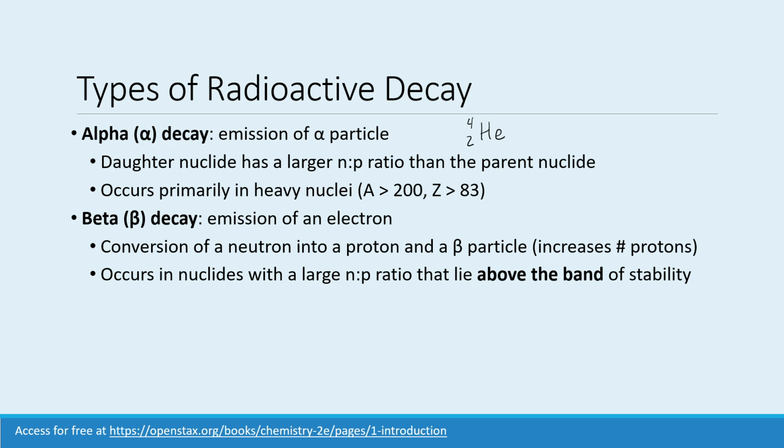A beta decay, emission of an electron, okay, that's going to happen when you have a large number of neutrons in comparison to your protons. So a large N to P ratio. And that means that you're going to lie above the band. So again, it's the parent that we're talking about. The parent lies above the band of stability.